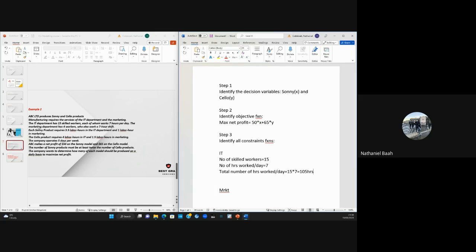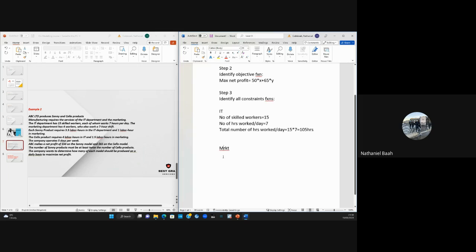So now let's go to the marketing department. It says the marketing department has 4 workers. So the number of skilled workers in the marketing department is what? 4. Good.